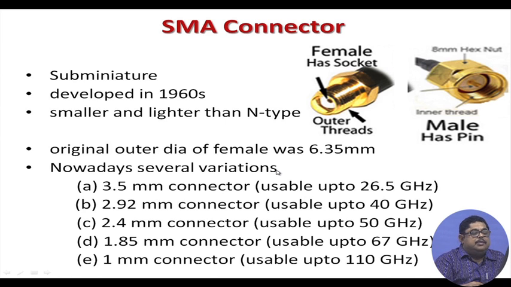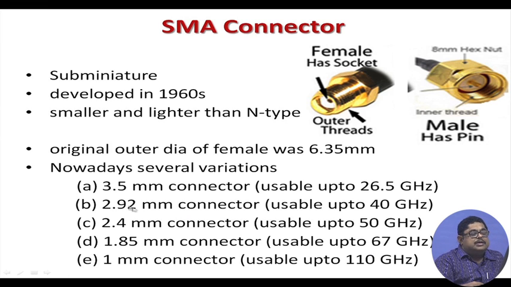Nowadays, it has got several variations. 3.5 millimeter connector, that means outer dia of female is 3.5 millimeter, 26.5 gigahertz you can go. Then if you reduce further, 2.92 millimeter 40 gigahertz, 2.4 50 gigahertz, 1.85 67 gigahertz, 1 millimeter connector I have not seen, but these are 1.85. They are saying theoretically 67, but at least 50-60 gigahertz you can go there.